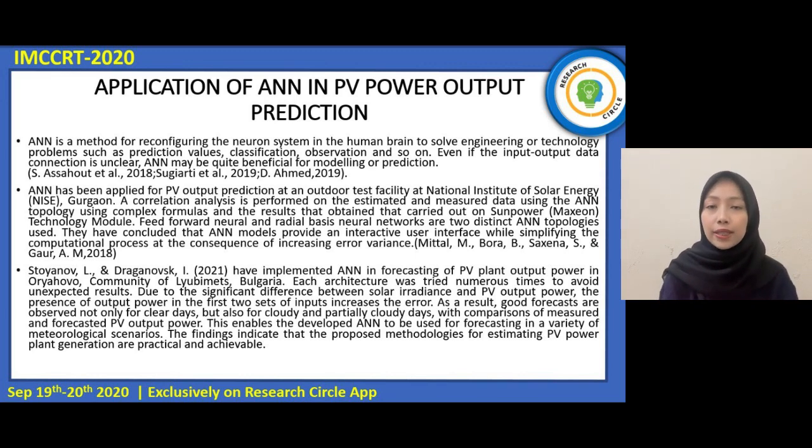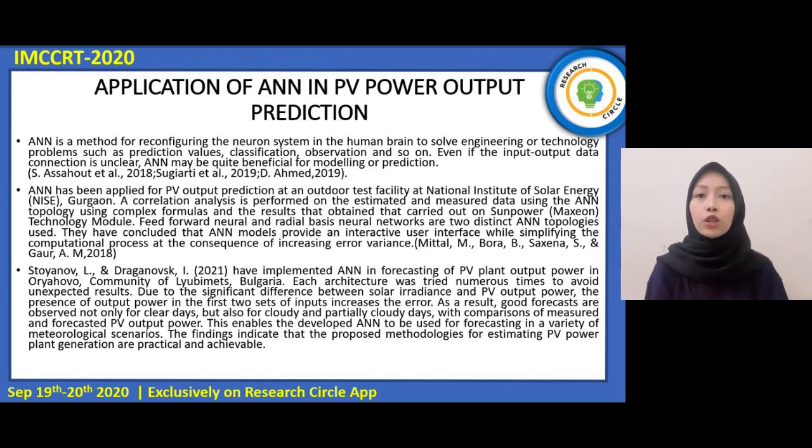Feed-forward neural and radial-basis neural networks are two distinct ANN topologies used. They concluded ANN models provide an interactive user interface while simplifying the computational process at the consequence of increasing error variance. In 2021, Stoyanov and Dragunov implemented ANN in forecasting of PV plant output power in Oriohovo, community of Ljubimets, Bulgaria. Each architecture was tried numerous times to avoid unexpected results. Due to the significant difference between solar irradiance and PV output power, the presence of output power in the first two sets of inputs increases the error.